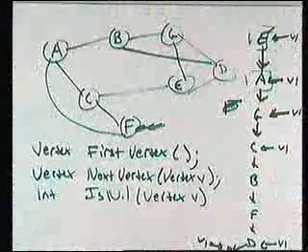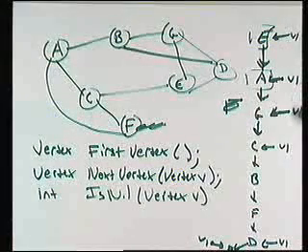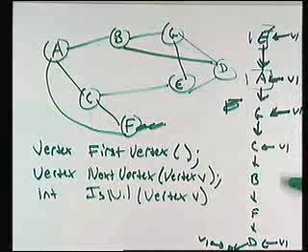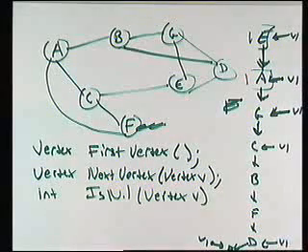You'd say, first vertex, is that nil? No, so move it to the next vertex. Is that nil? No, so move it to the next vertex. Is that nil? No. Is that nil? No. Is that nil? Yes. And so that would be how that would work.